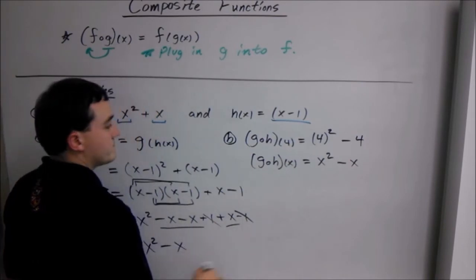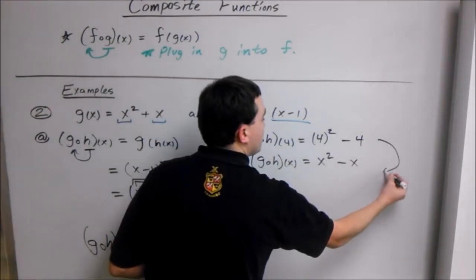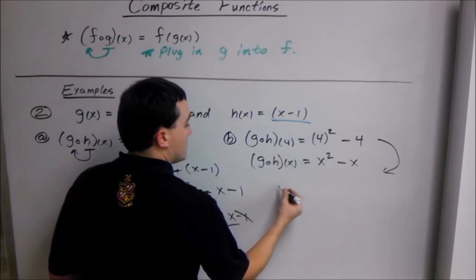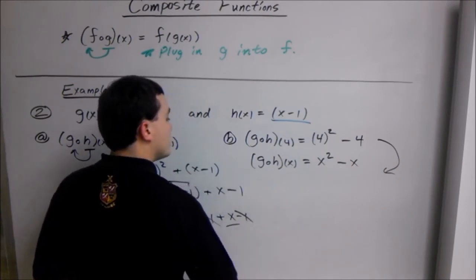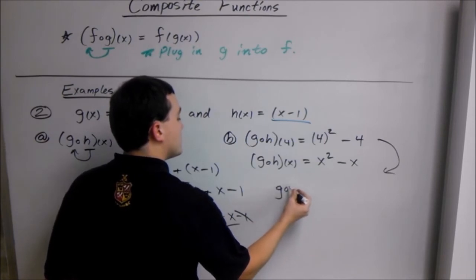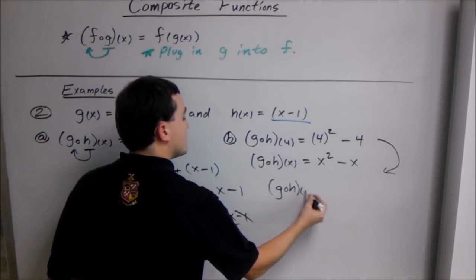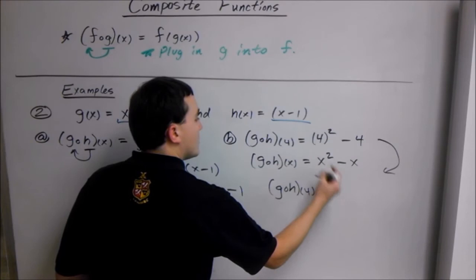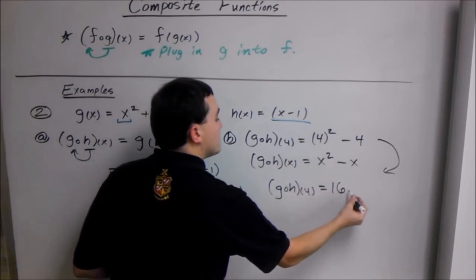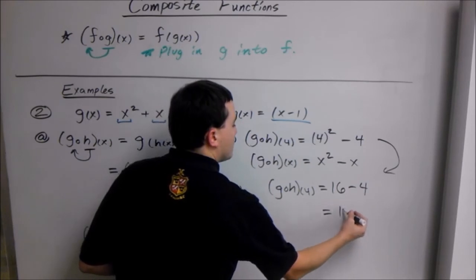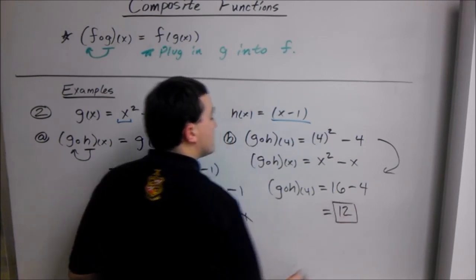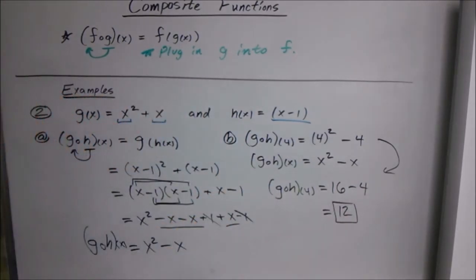So that's going to become g of h of 4 is 4 squared, which is 16, minus 4, which is 12. So g of h of 4 is 12.